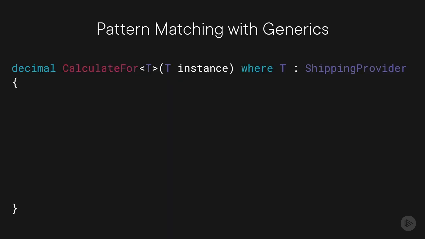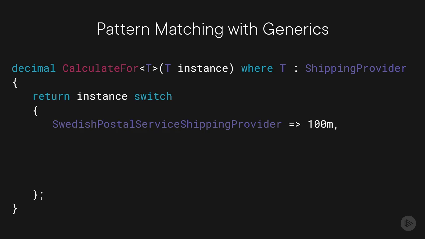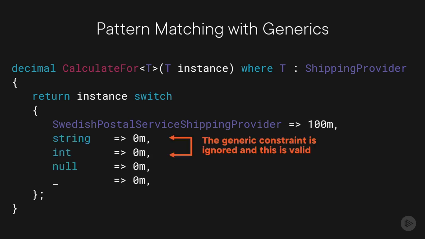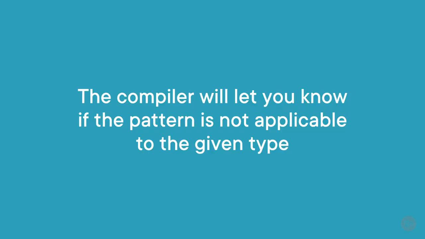When it comes to generics, the compiler does not take the generic constraint into account. That is why you'd be able to add a type pattern for integer, string, or any other types that aren't really applicable to the constrained type. If you use a concrete type, a base class for example, the compiler would produce an error if the pattern is not applicable in this instance.